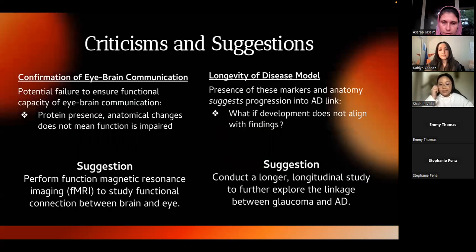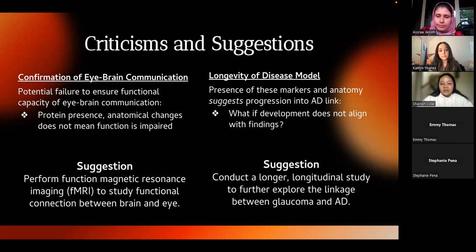This section just discusses a couple of criticisms that we have in regards to the article itself. Starting with our first one, whenever we're studying anything that requires vision, we believe that it's essential not just to show that there are quantitative and qualitative functions that we can see on paper, but that there is actual communication occurring. So our first criticism of this article is that the confirmation of an eye-brain communication would actually strengthen the points that are being made.